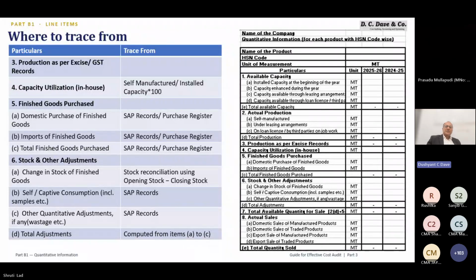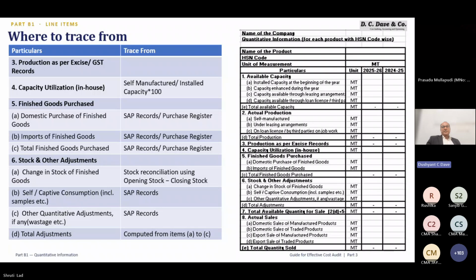Now, captive consumption here deserves particular attention. For example, a chemical company may manufacture sulfuric acid for internal consumption. Although no external sale takes place, production has occurred and must be reported. So captive consumption of a product which is produced becomes part of the production records.